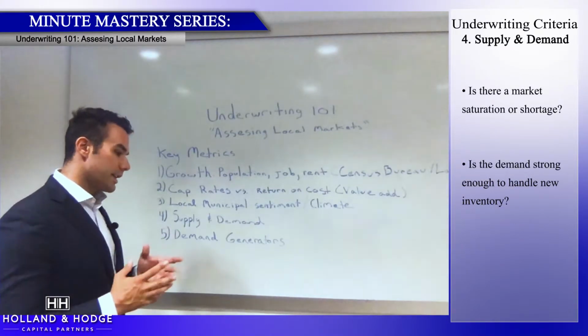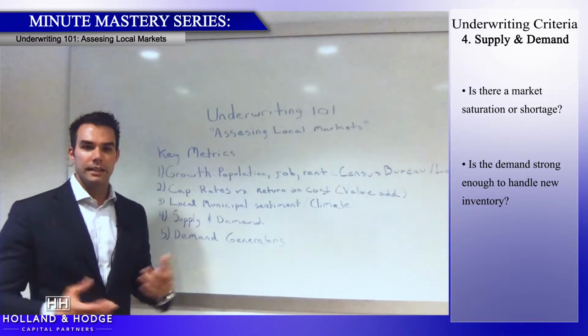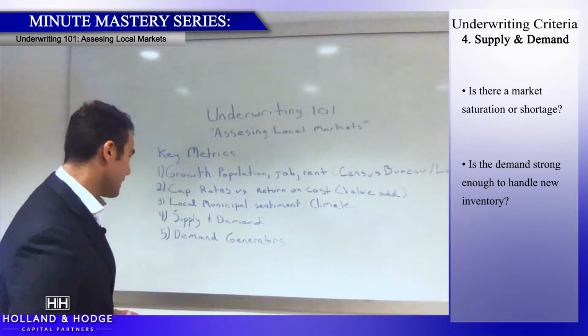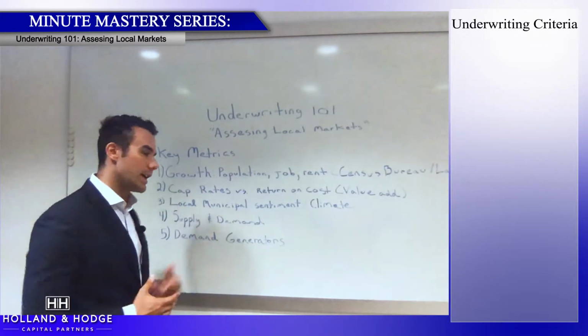So looking at a particular asset class and saying, is there a lot of inventory? Is there a surplus or saturation, or is there a shortage? And is the demand strong enough to fill new inventory coming online?